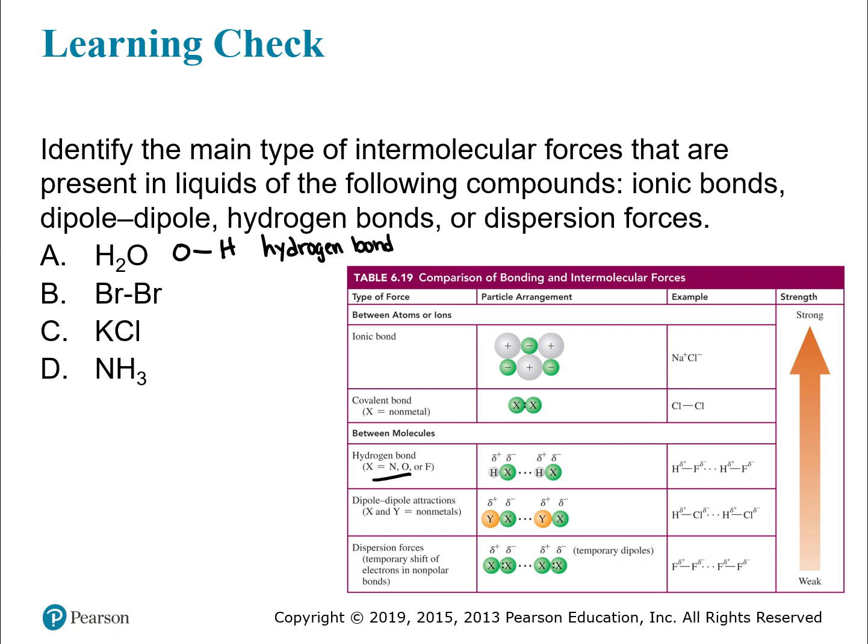Letter B, we've got two of the same element, and they're both nonmetals. So that means it's going to be dispersion forces. KCl. K is potassium. That's a metal. So your mind should instantly go to ionic. The third one, we've got nitrogen and hydrogen. Nitrogen can also do hydrogen bonding.